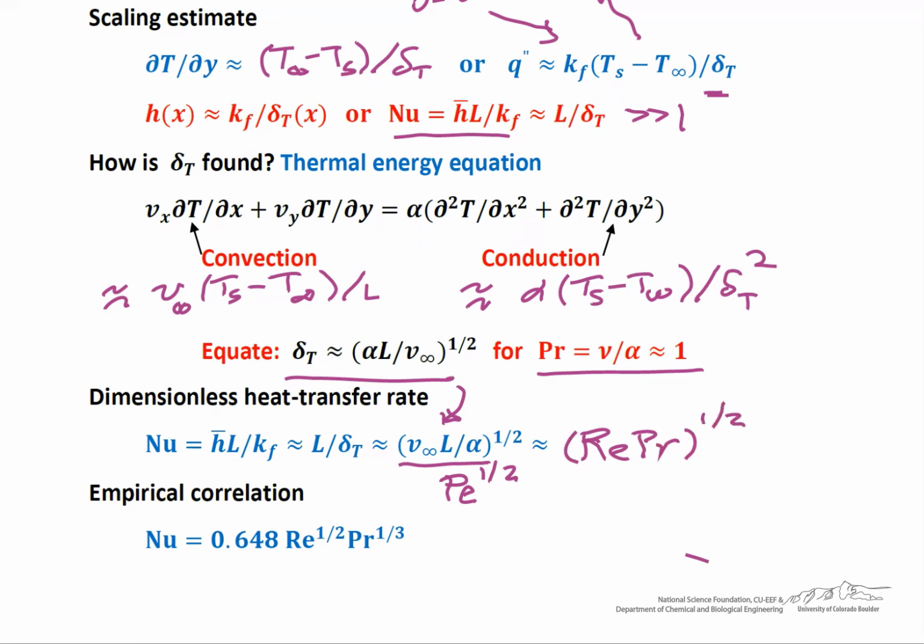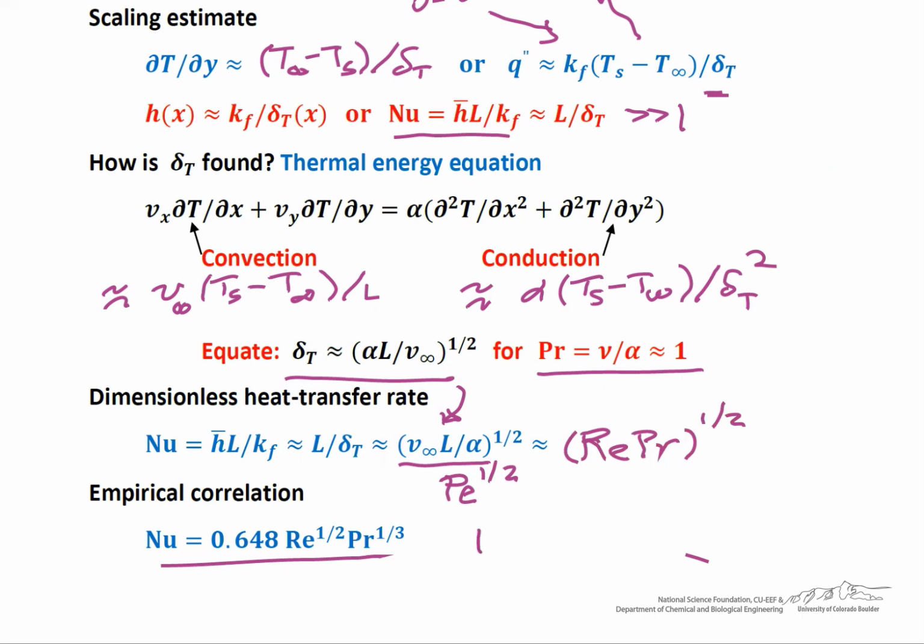And this is an approximation or an order of magnitude estimate. If we do an exact analysis using a similarity solution, you'd get a solution of about 0.65 times Reynolds to the 1/2, Prandtl to the 1/2. An empirical correlation is given here, which also is 0.65 Reynolds to the 1/2. But in this case, Prandtl number is multiplied to the 1/3 power.